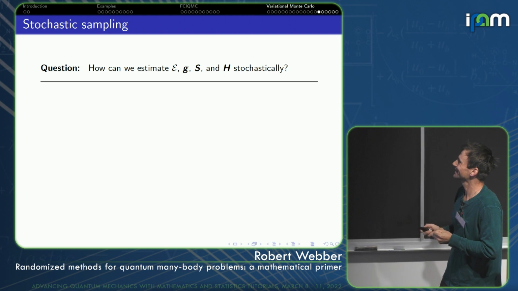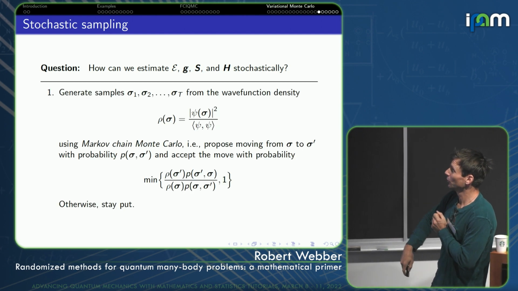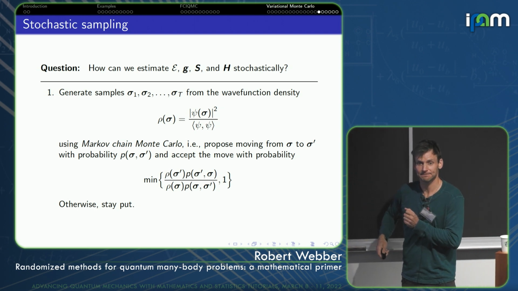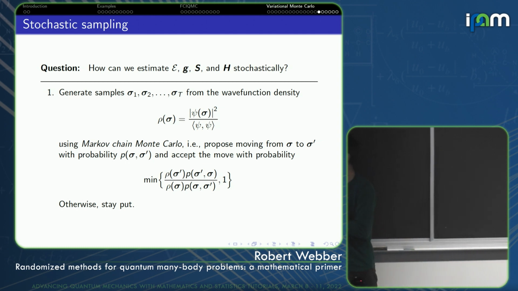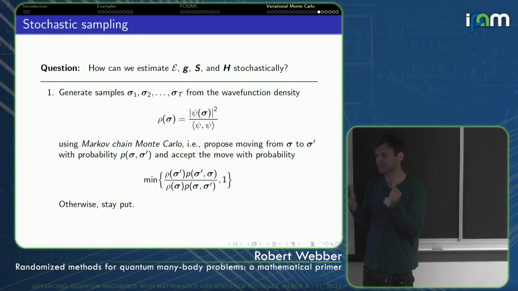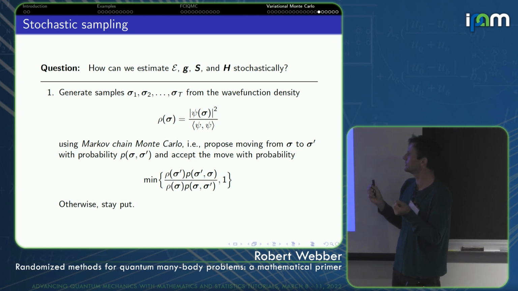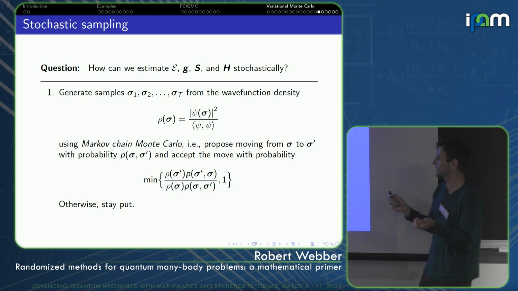I was happy to have questions about FCIQMC. How do we estimate them stochastically? Well, we have to generate samples from the wave function density using MCMC. It'd be great if we could just generate them using independent sampling, and there are some ansatzes that permit this. But generically, if you want to sample from an unknown density and you can only do point evaluations, MCMC is the way to go.